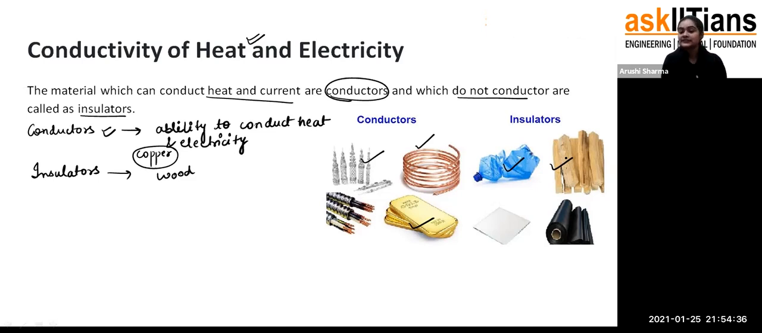Exactly. And for example, the utensils which we use are made of metal, or iron. Why? Because we want the food to get heated. Exactly. And this is the conductor and insulator. And one more thing, student: are we human beings conductors or insulators?